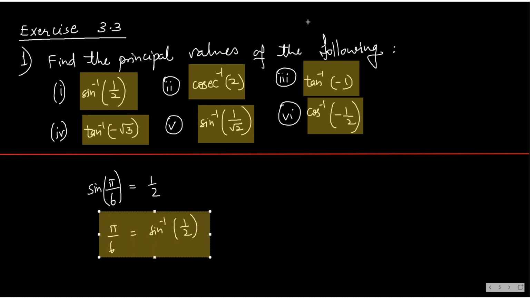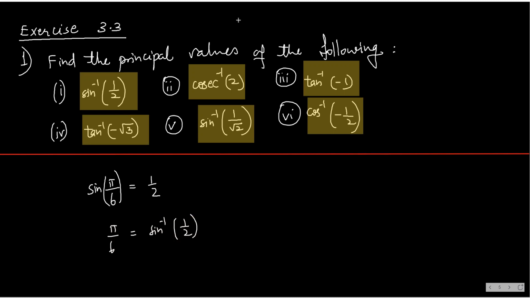Sine inverse of 1 by 2 is equal to pi by 6. But for your kind information, look at this. If I write sine of 5 pi by 6, how much is it? This is sine of 5 times pi by 6, that is, sine of 150 degrees. If you do not remember, I will find it for you.